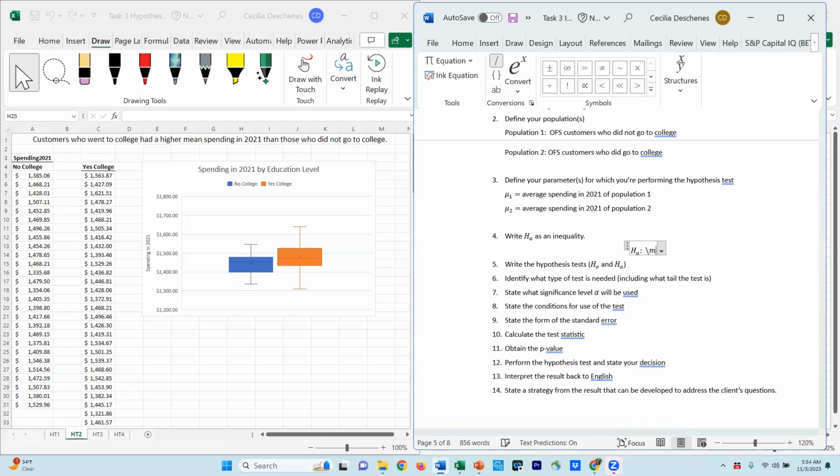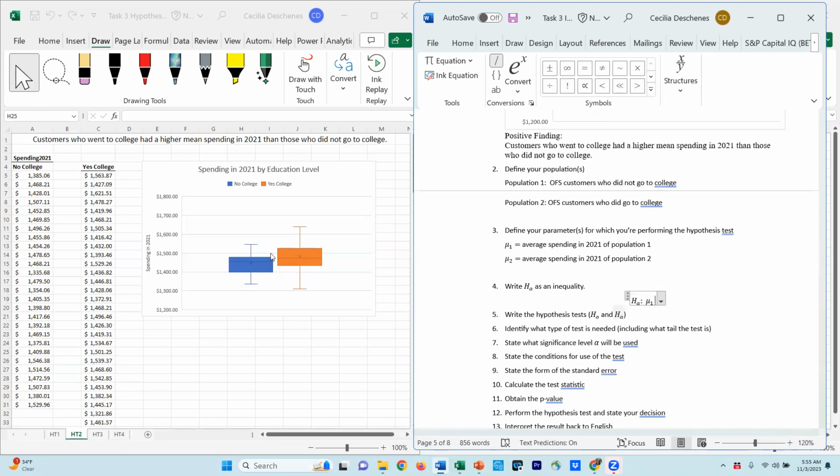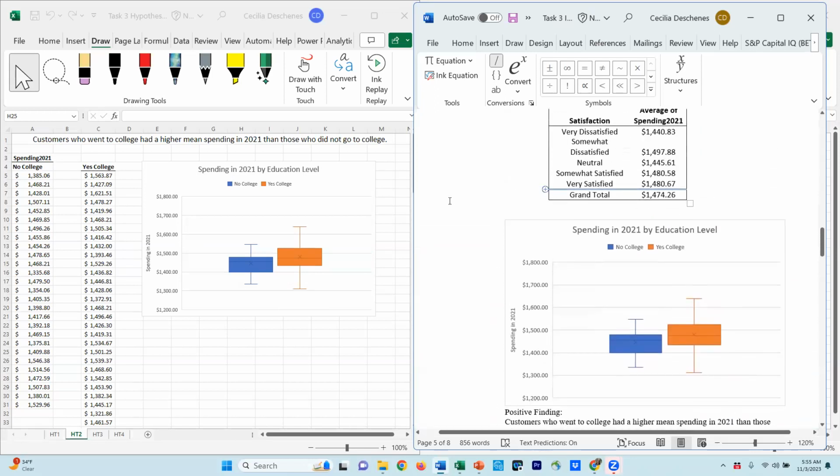What we're saying is that mu sub 1, the average spending of those who did not go to college, is what we're seeing in our side-by-side box plots, because the average, remember, is the little X in here. And because they were kind of close, that's part of the reason I added this little extra.